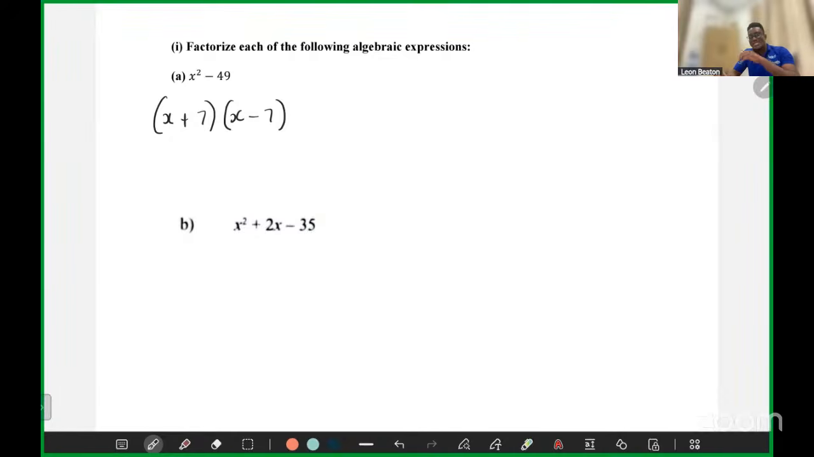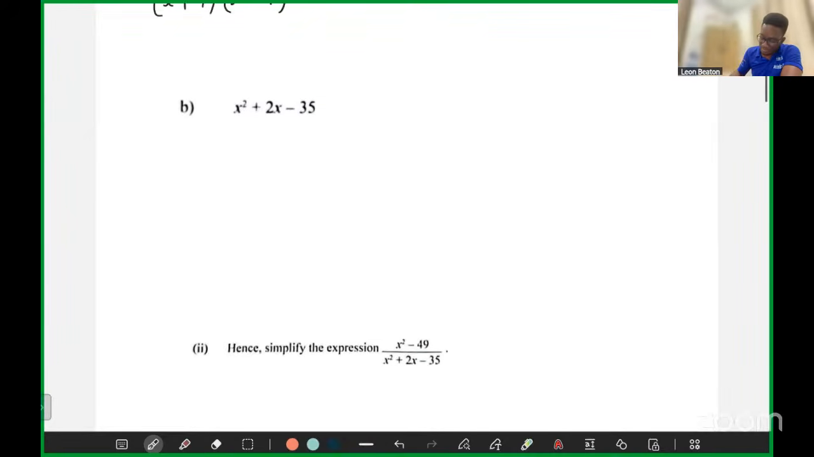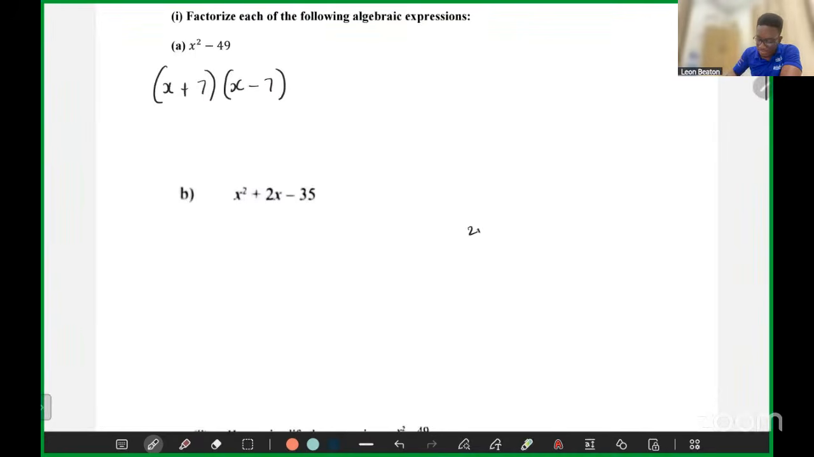There's no reason why you should get 0 for this, right? Good. So next one: x squared plus 2x minus 35. Typically these go for 2 marks, but in this case, I think it went for 1. Let's go. We see we have a quadratic, so we have to use the beautiful AC method that we talked about earlier.